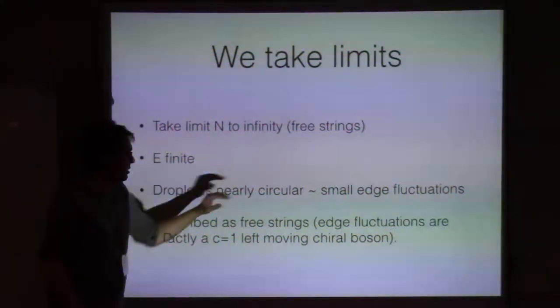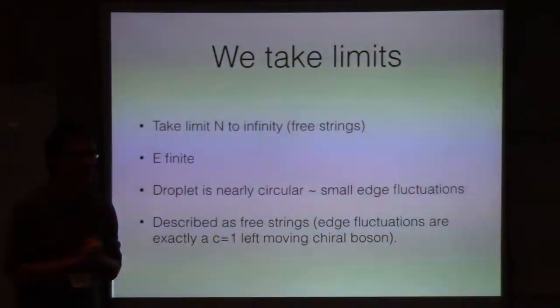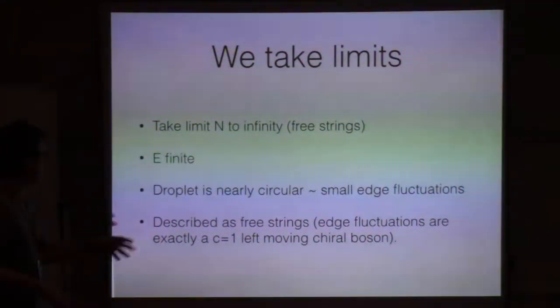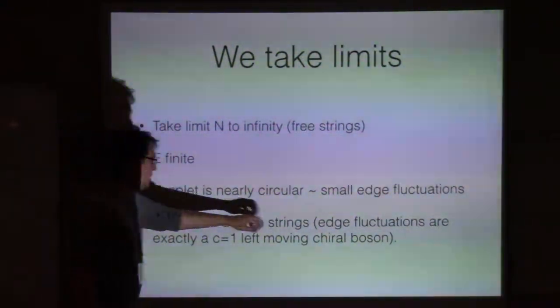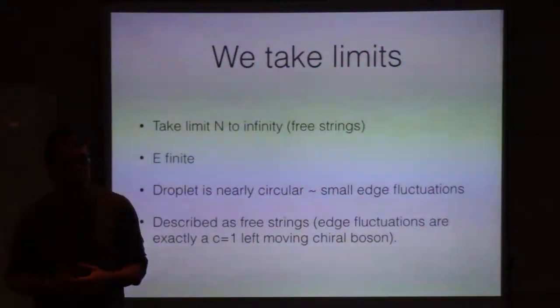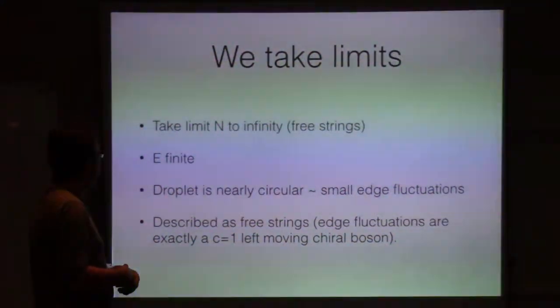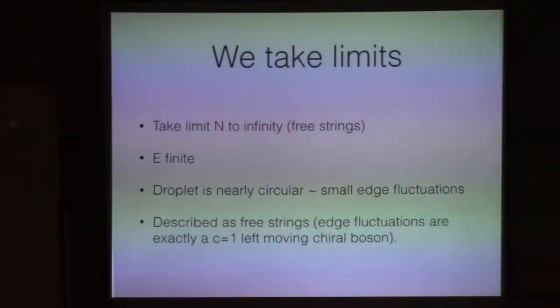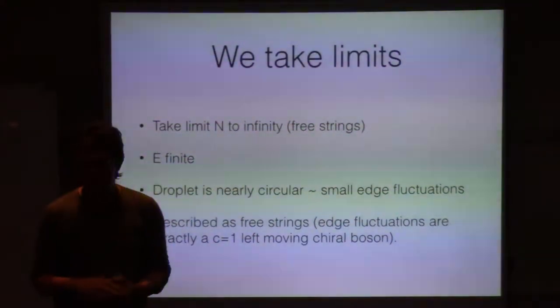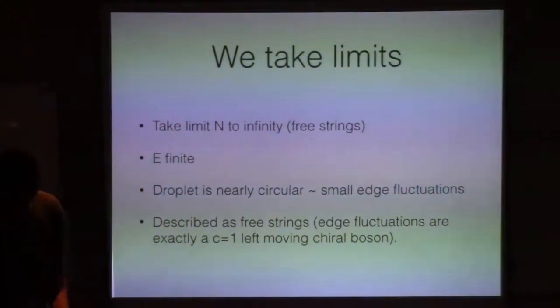The droplet is nearly circular, with small edge fluctuations. And then this is described as a free string. And then the edge fluctuations on this quantum droplet is what people call a c=1 chiral boson. And this is what people have known from the quantum Hall effect since forever. And the point is that this is a free field theory. So if you have a free field theory, you can do computations and you can do oscillator expansions.